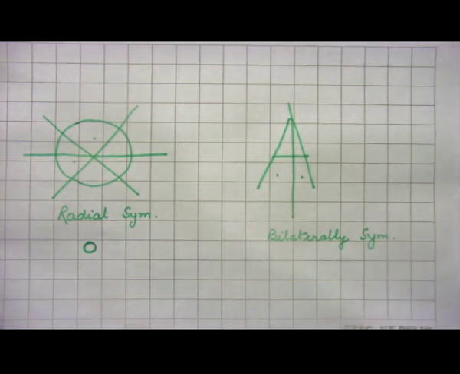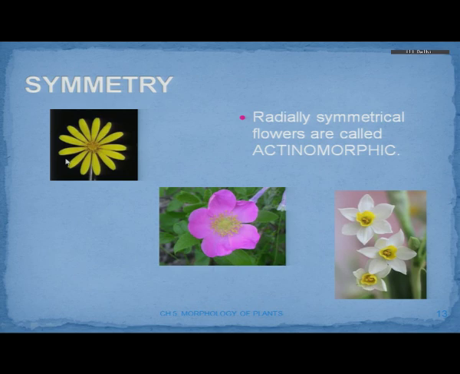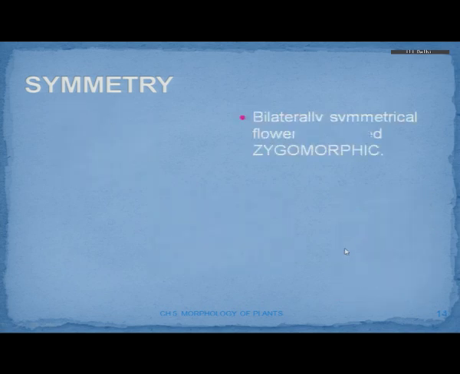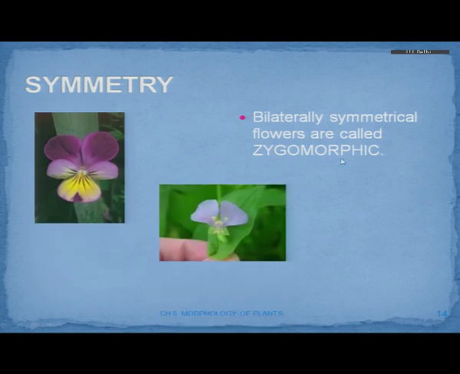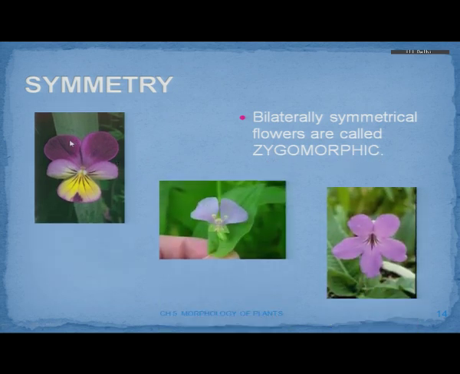So flowers show both type of symmetry. When the flowers are radially symmetrical, they are said to be actinomorphic. You can see they are beautifully radially symmetrical. But when the flowers are bilaterally symmetrical, we say that they are zygomorphic. Here you can see that this flower is not radially symmetrical. You will not get two equal halves if you cut it like this or like this. So these flowers are zygomorphic.